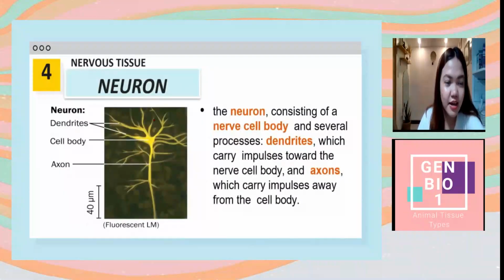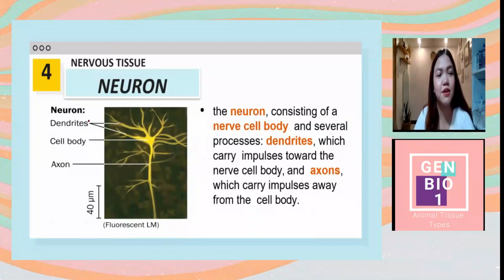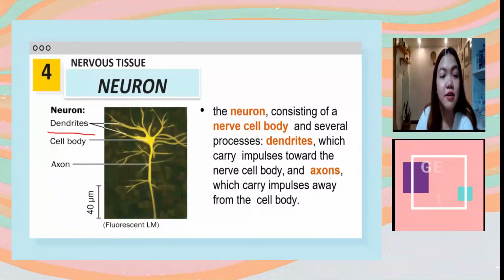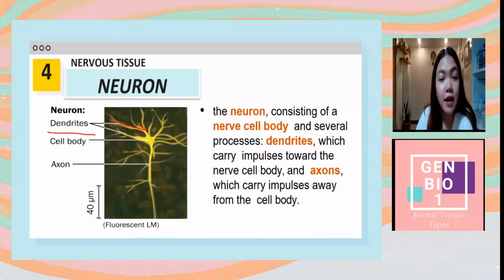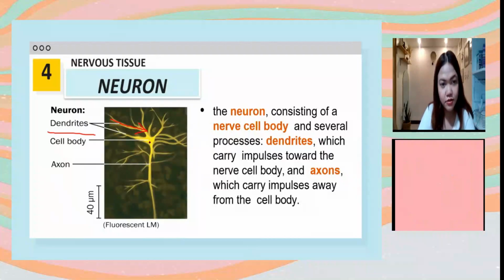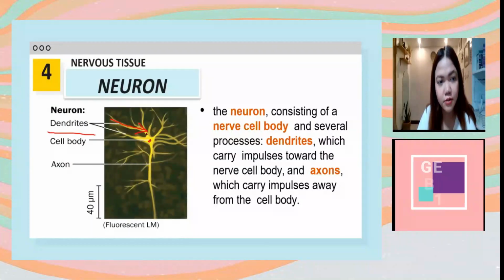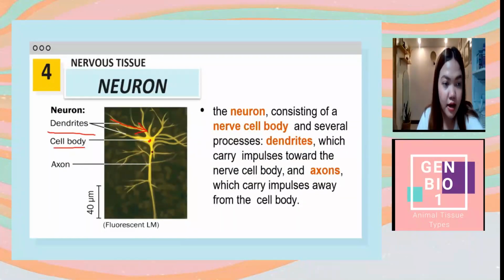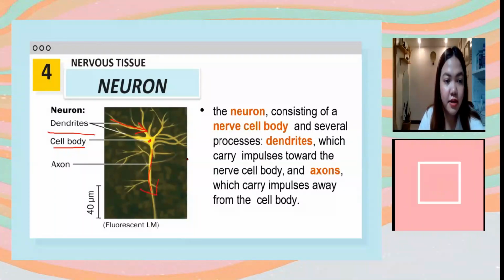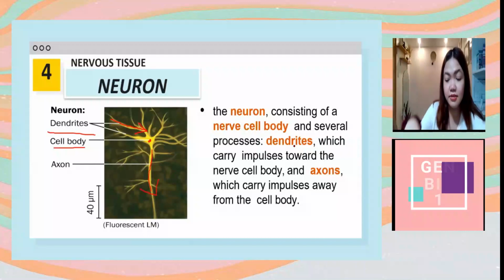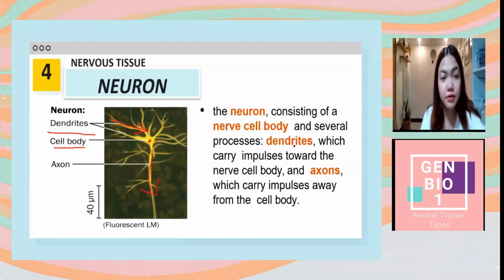So these are the structures of your neuron, or the parts of your neuron. So you have your dendrites, which carry impulses towards the cell body. So this is your cell body. This is your nucleus here, cell body, yeah. And the axon naman, it carries your impulses away from the cell body. So basically, that's the difference between the two.